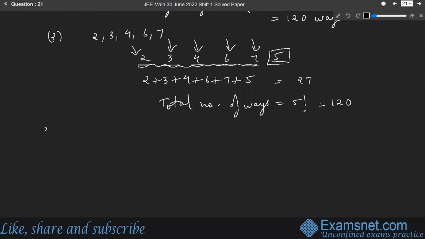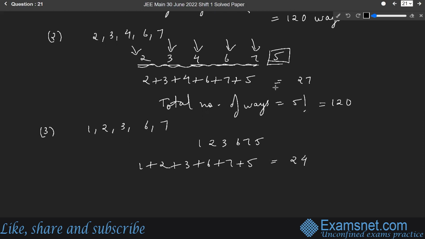Now let us talk about the third case. What can be the third case? 1, 2, 3, 6, and 7. So the digits will be 1, 2, 3, 6, 7, 5. Now let us do the sum of all the digits: 1 plus 2 plus 3 plus 6 plus 7 plus 5. So it will be equal to 24.